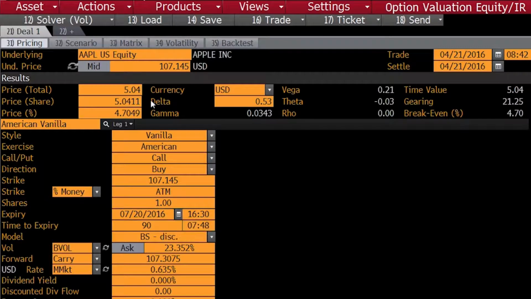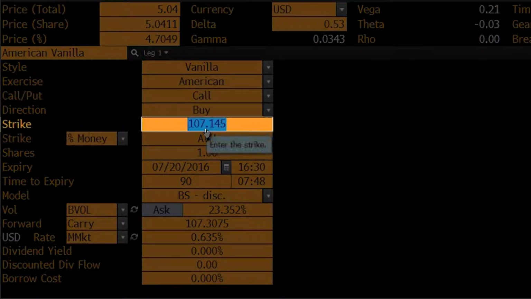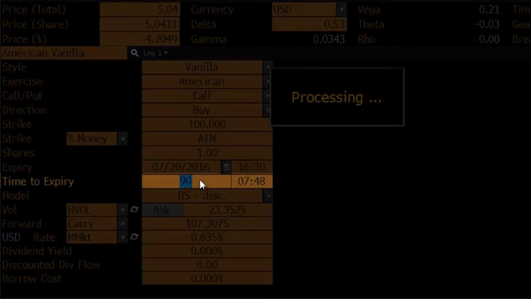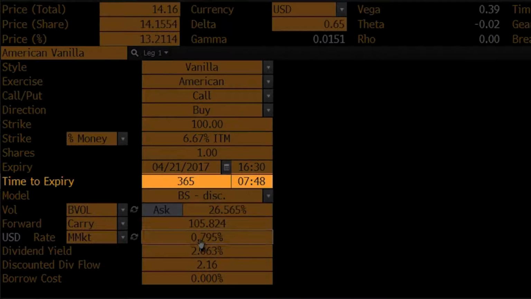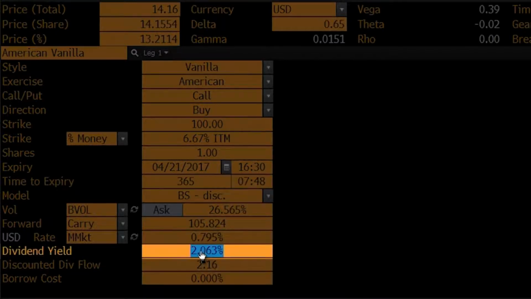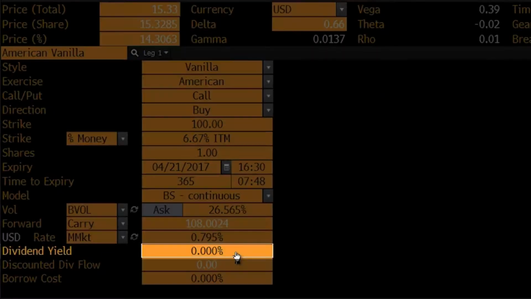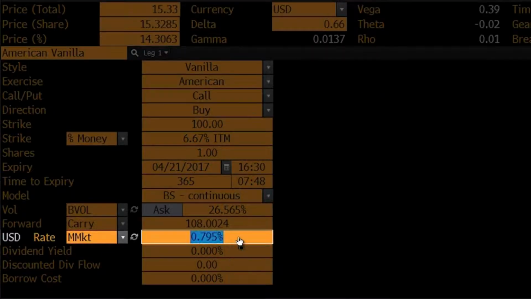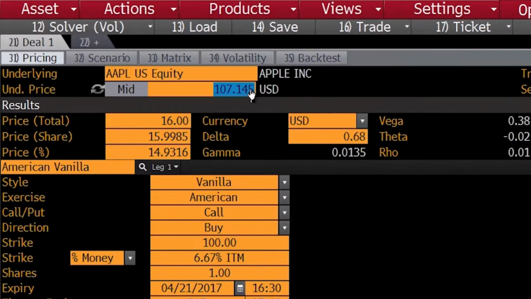Now, question 1 says, what is the price of a call that has a strike of 100 with 365 days to expiry when a dividend yield is 0. Now, in the real world, Apple does have a dividend yield, but for the sake of the question, the dividend yield is 0, and the interest rates are 2%. So I'm going to overwrite the current interest rates and put 2%. Additionally, the underlying is 100.